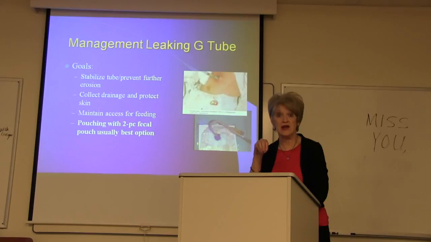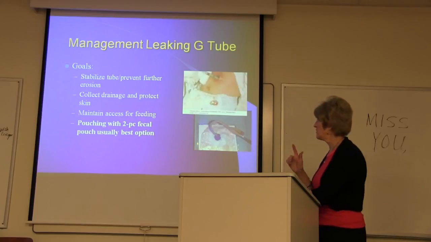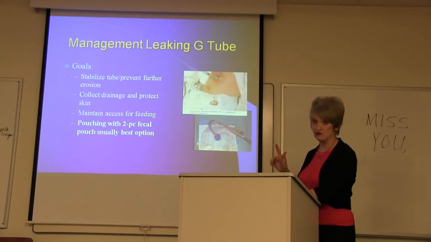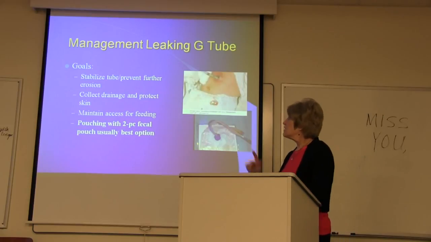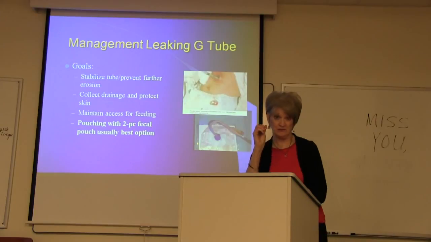So if you look at the next page, in your hard copy module or on your electronic document, we're going to talk about a procedure called pouching, how you pouch around a leaking G-tube. Our goals: we want to stabilize the tube.